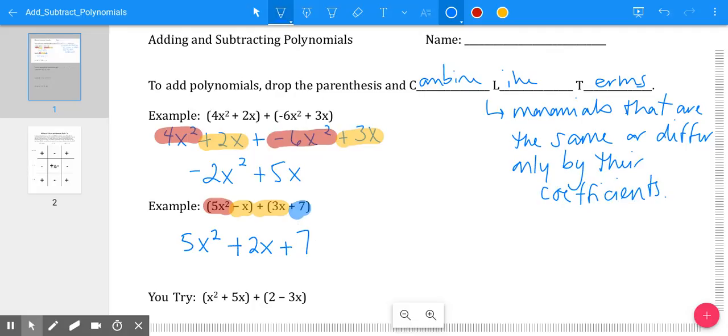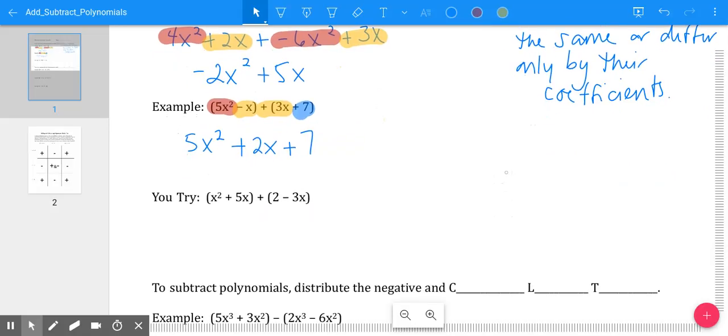And then preferably your answer will be written the way that these are in standard form. If you write them out of standard form, that's fine. Just be cautious of any directions that tell you to put it in standard. And then there's a "you try" here if you want to go ahead and give that one a try.